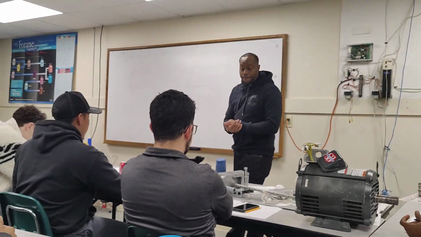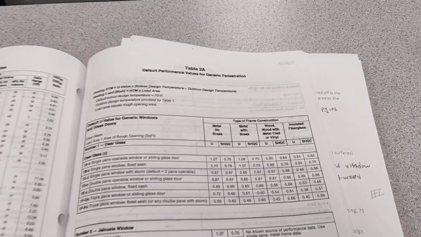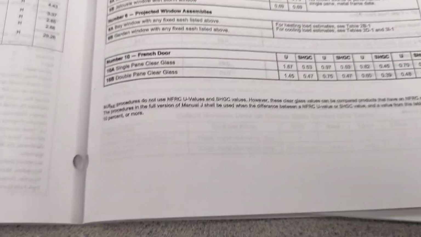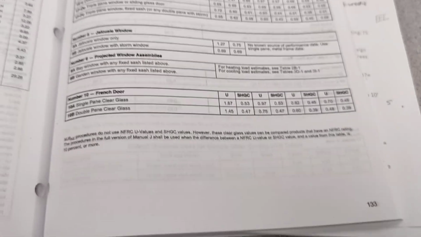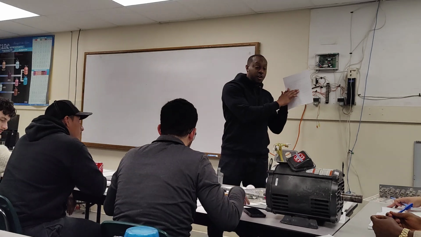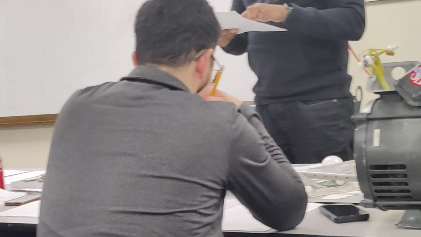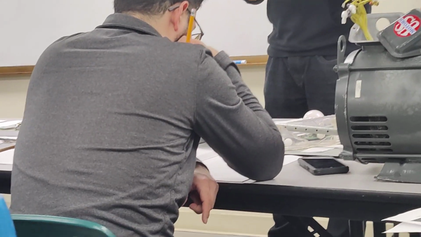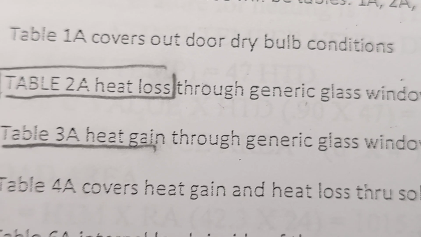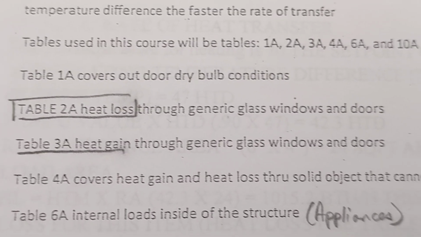All right, so chart 2A, page 133. If you look on this first page, make sure you go back to this first page. Again, this is your Bible. Go to 2A, and it says heat loss through generic glass windows and doors. Use table 2A when you're trying to find the heat loss for glass windows and doors.